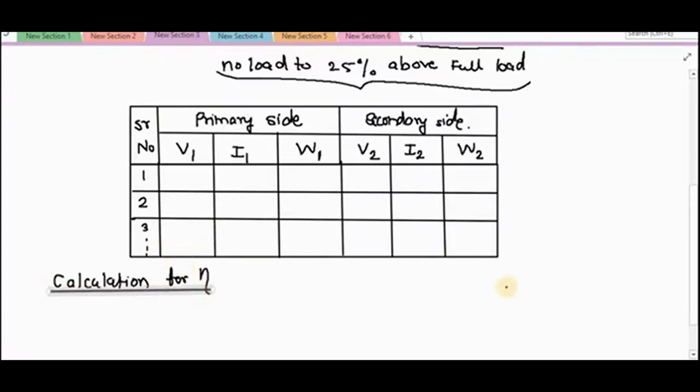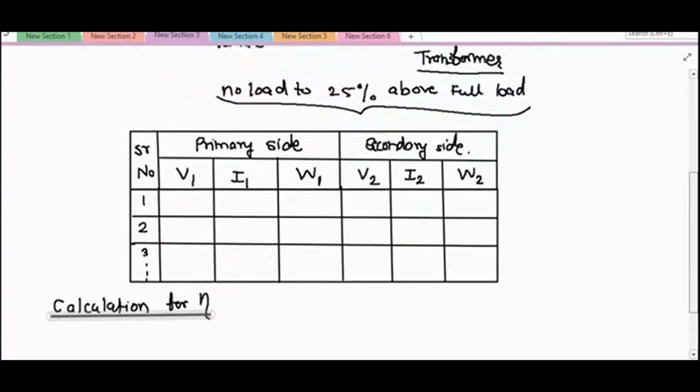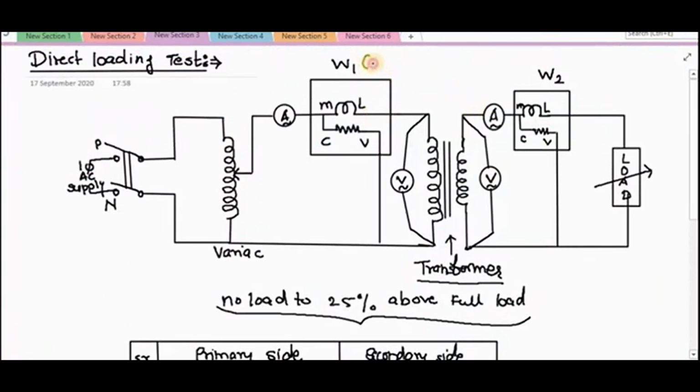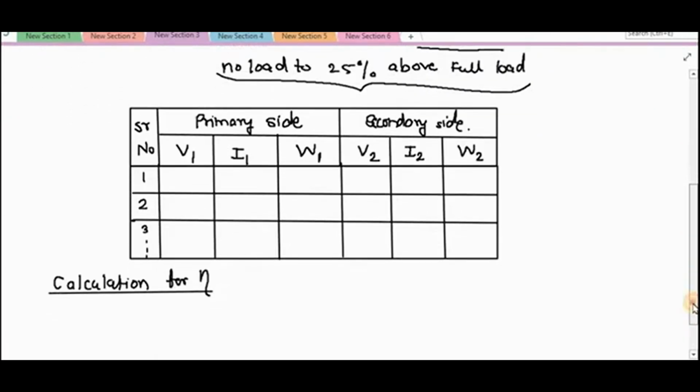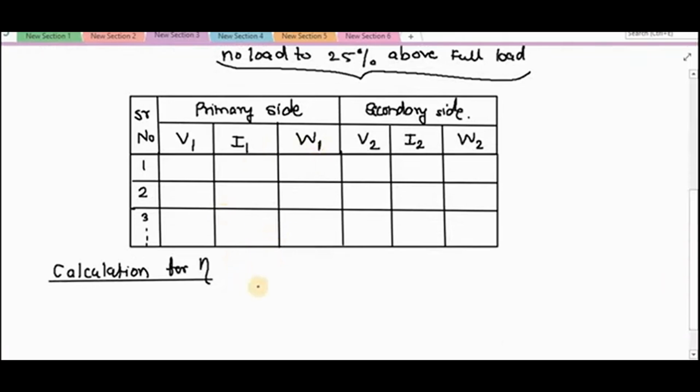The wattmeters on the primary and secondary side respectively read the input power and the output power, right? So the wattmeter which is connected on the primary side will give me the input power. And the wattmeter which is connected on the output side gives me the output power. Right? So what is our efficiency? We have seen in the last lecture, efficiency is nothing but the ratio of the output to the input. So I can write down efficiency is equal to output power upon input power.